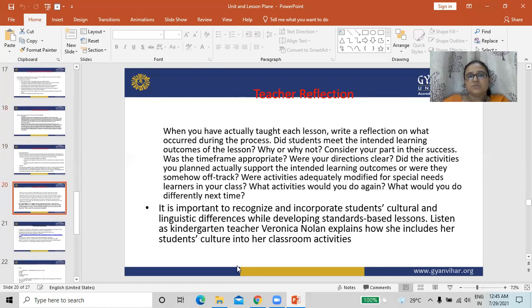Teacher reflection, this is for better planning of the lesson for next time. So we also discuss this teacher reflection. In this slide, we discuss many questions according to the reflection of the teacher.